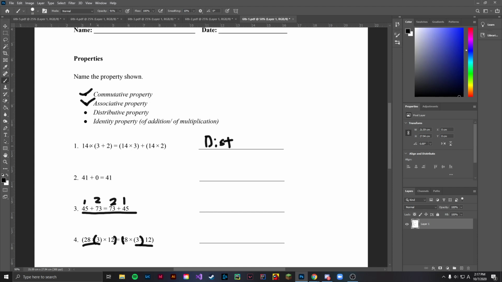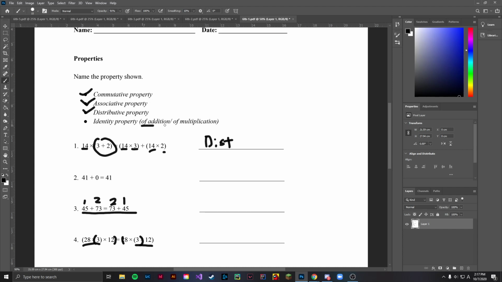Distributive property. So example right here, like we went over it, 14 times 3 plus 2. You can either do this separately or you can use the distributive property. So you can do 14 times 3, 14 times 2, if you do not know what 14 times 5 is.